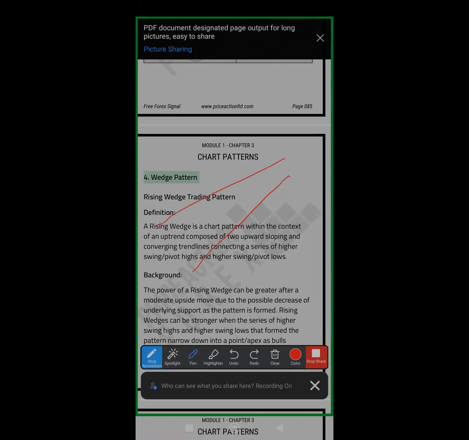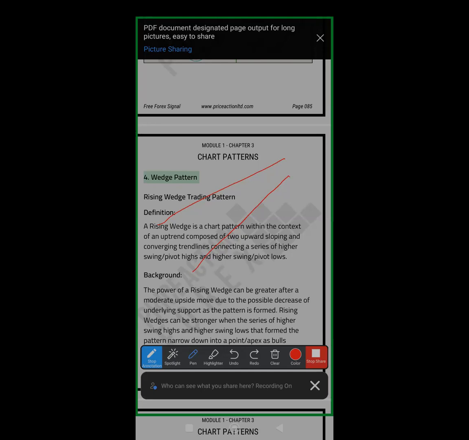All right. Rule number one is it's actually a change of trend pattern and appears in the context of an uptrend. And rule number two is the trend lines are upward sloping and converging to each other. All right.